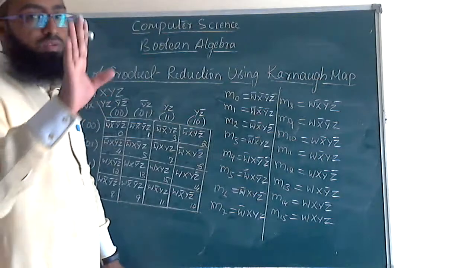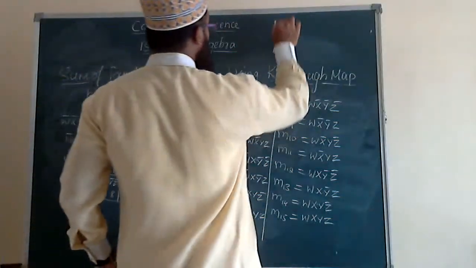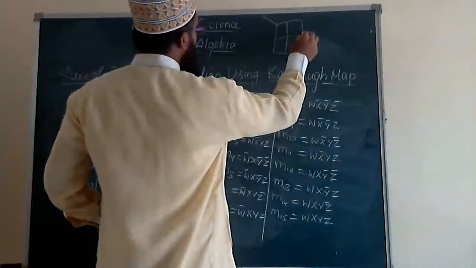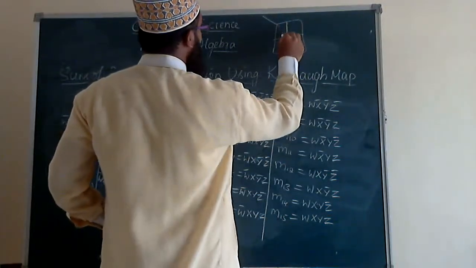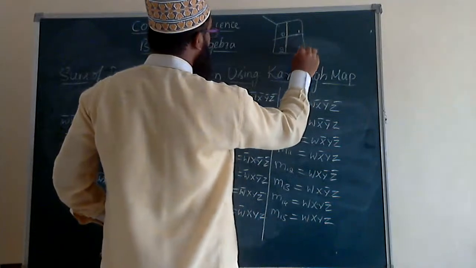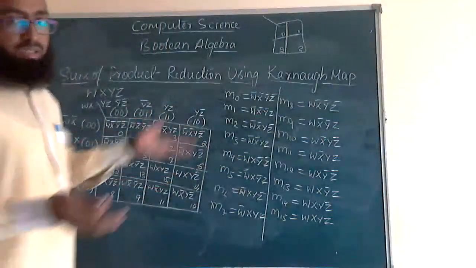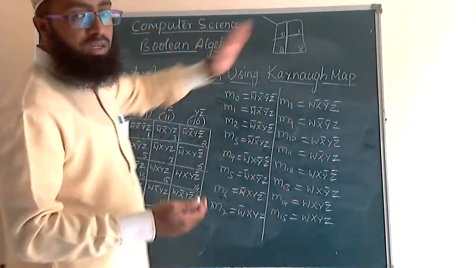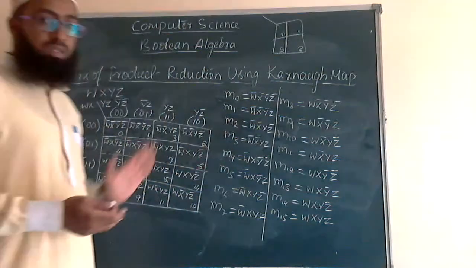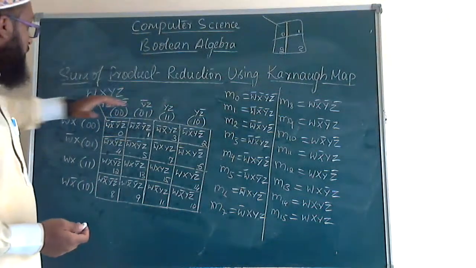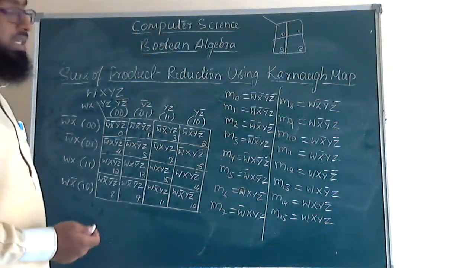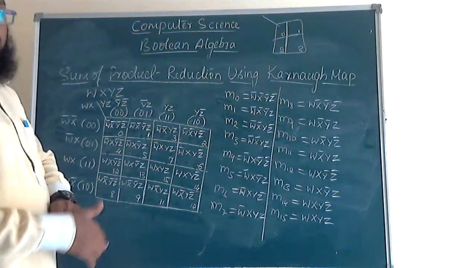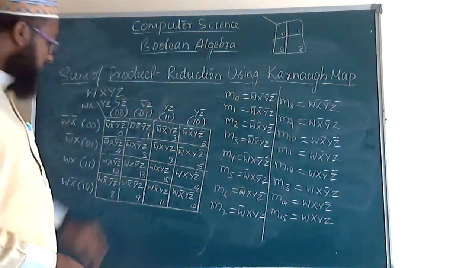For 2 variable, 4 squared Karnaugh map, only 4 are there. So just write 0, 1, 2, 3 directly. You can write directly here, no problem. This is simpler. Then after this, 3 variable Karnaugh map, you have to number and name clearly. And 4 variable Karnaugh map, that is 16 squared Karnaugh map, for this you have to number it clearly. Okay. Hope you have understood this.